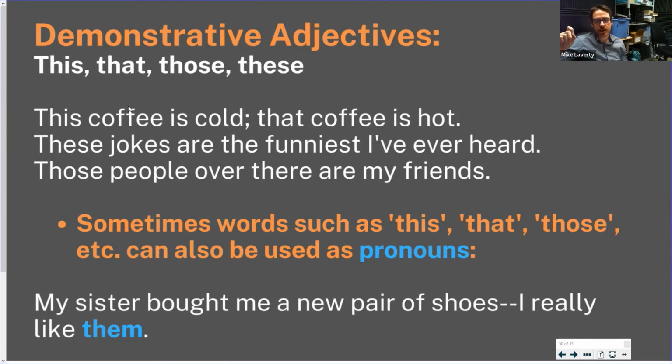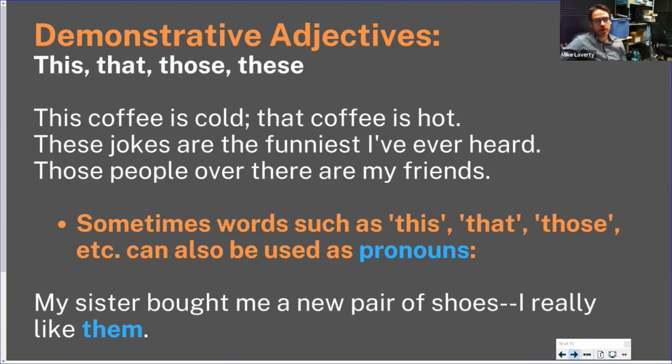Sometimes words such as this, that, and those are also used as pronouns, right? So my sister bought me a new pair of shoes. I really like them. So the word them stands in place for shoes. But sometimes the word them could refer to, like, Them Bones, that's one of my favorite songs by a band called Alice in Chains. But like this coffee, that coffee, it tells us which coffee we're talking about.